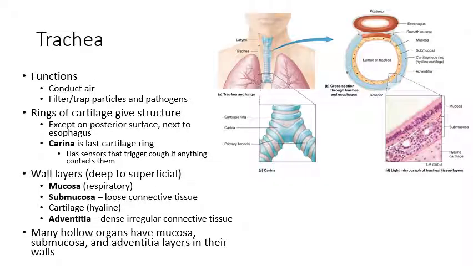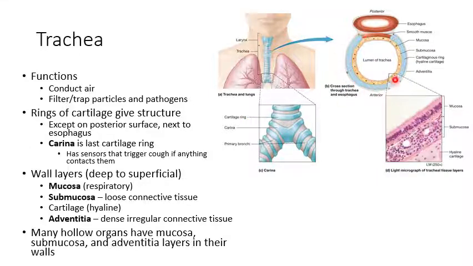Next, we have the trachea. The functions of the trachea are to let air pass and to filter and trap particles and pathogens. So as you might imagine, with that function, it is lined with respiratory mucosa. The trachea has rings of cartilage running across it, giving it its structure so that it won't be compressed, so that it can't be collapsed, which would block the airway and would kill you.